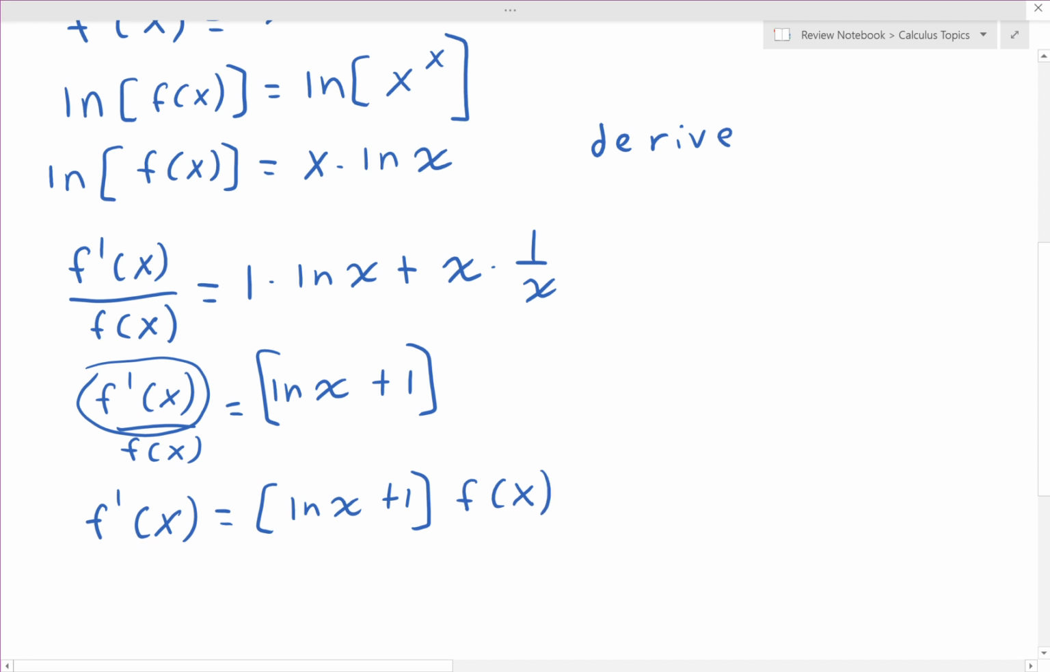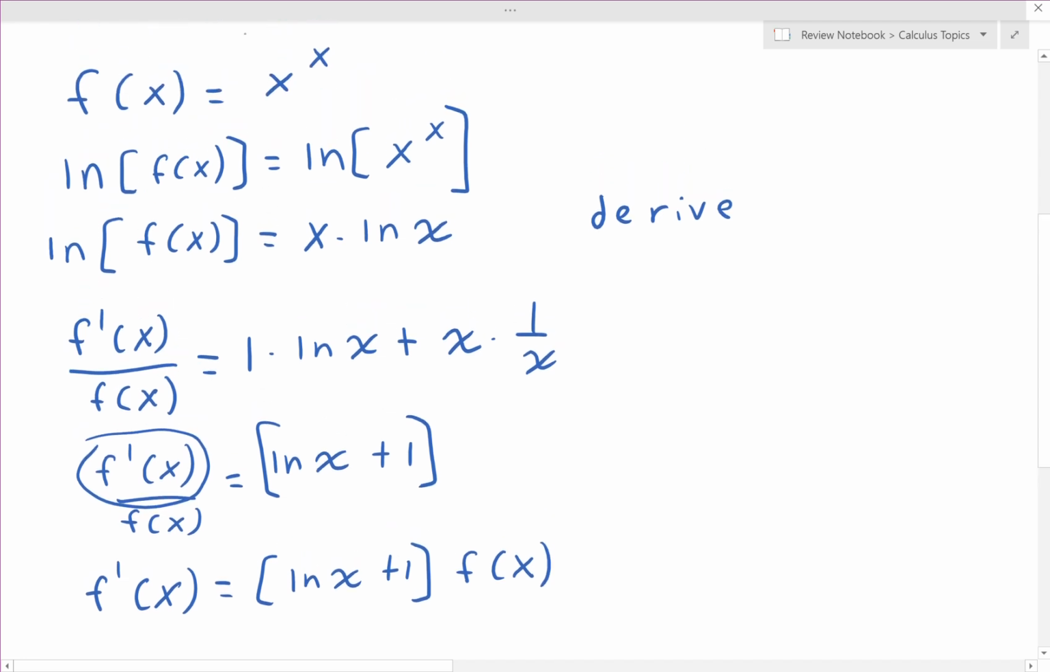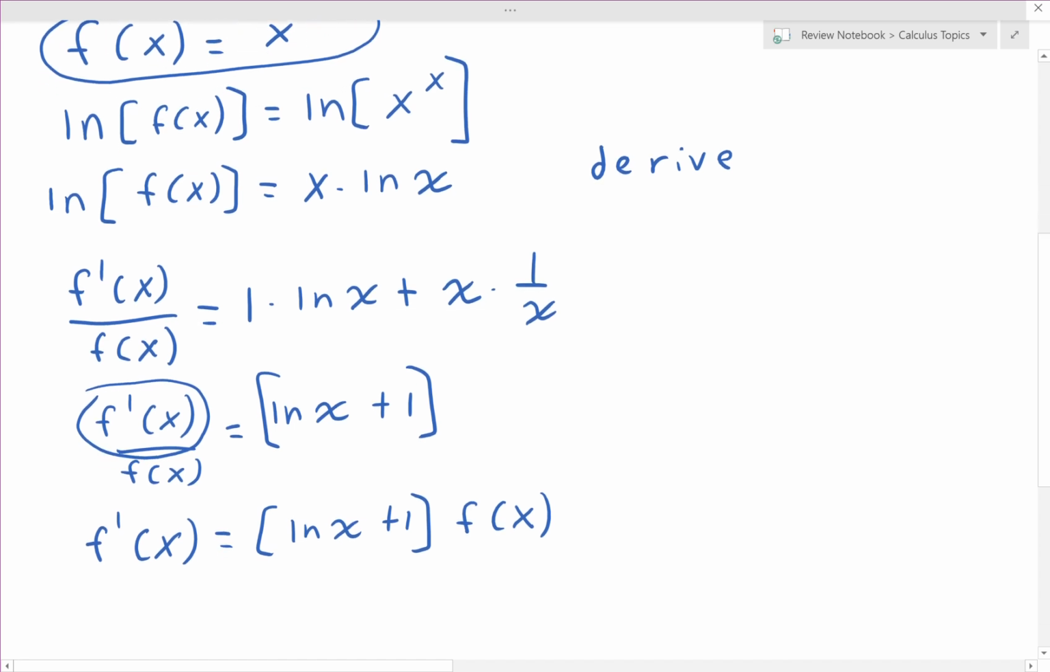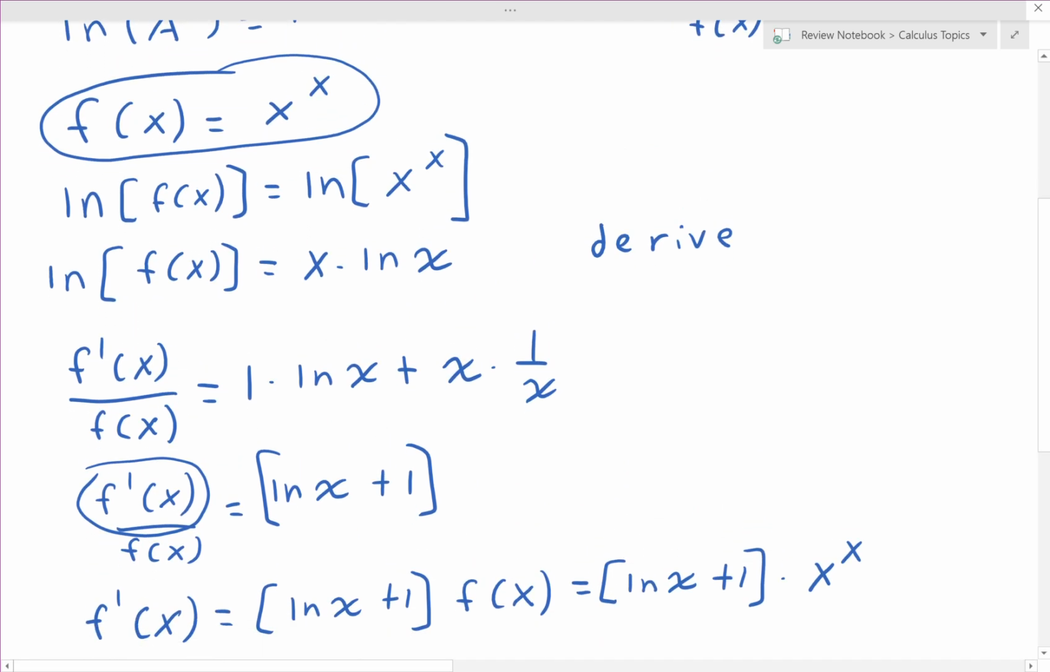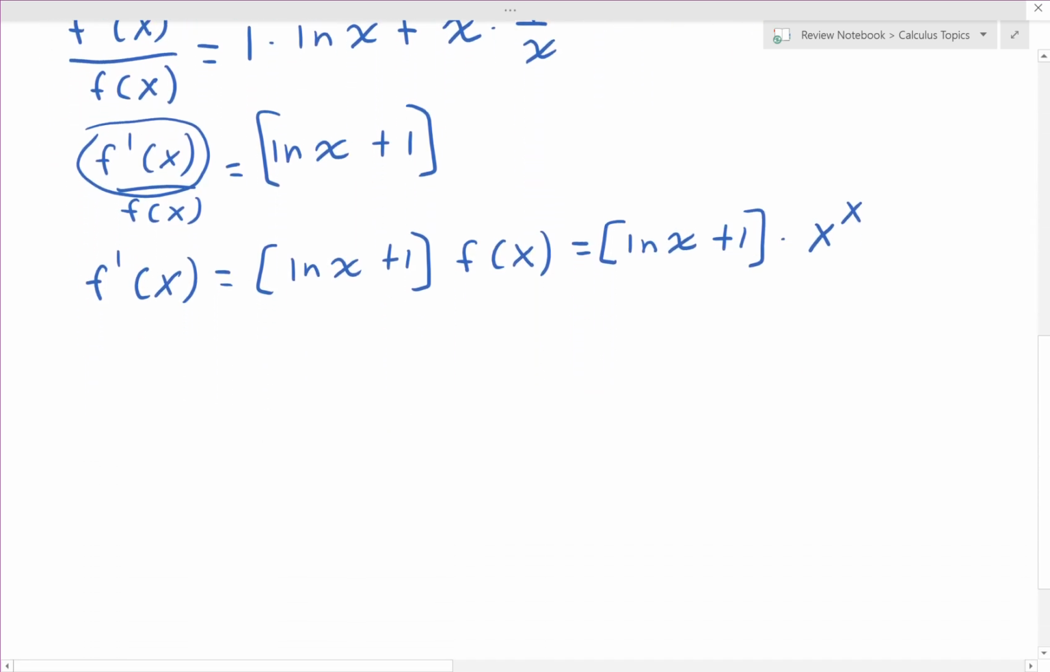So we need to go back to the start of our problem and see that f of x is equal to x to the x. So that would be ln x plus 1 times x to the x. And that's good enough. You can factor it in, or you can leave it just like that. So this is a time where it's probably advantageous to do logarithmic differentiation.